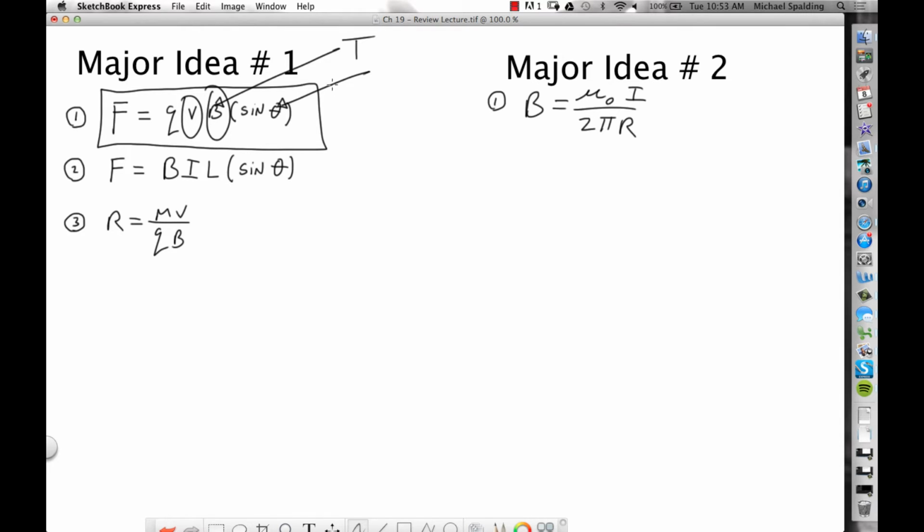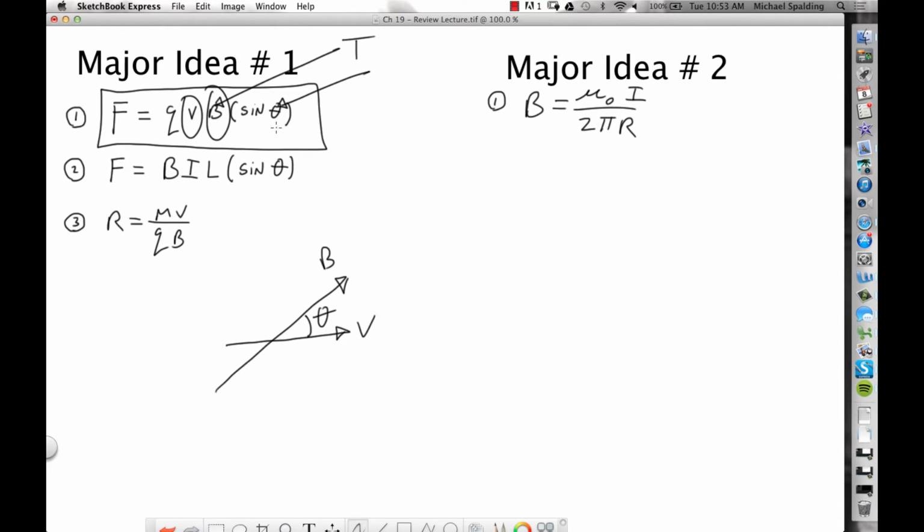Now, what do we know about the force of the magnetic field? The force of the magnetic field is always going to be perpendicular to B and V. Okay, so let me show you what I mean. Say that this represents the velocity of the particle, and then say that the magnetic field is crossing that velocity. The angle between the velocity and the magnetic field is this theta right there.